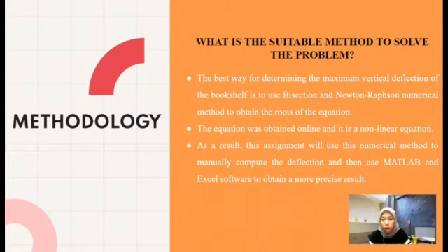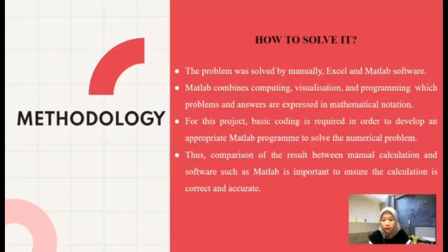The equation was obtained online and it is a non-linear equation. As a result, this assignment will use the numerical method to manually compute the deflections and then use MATLAB and Excel software to obtain more precise results. Next is how to solve it. The problem was solved manually and with Excel and MATLAB software.